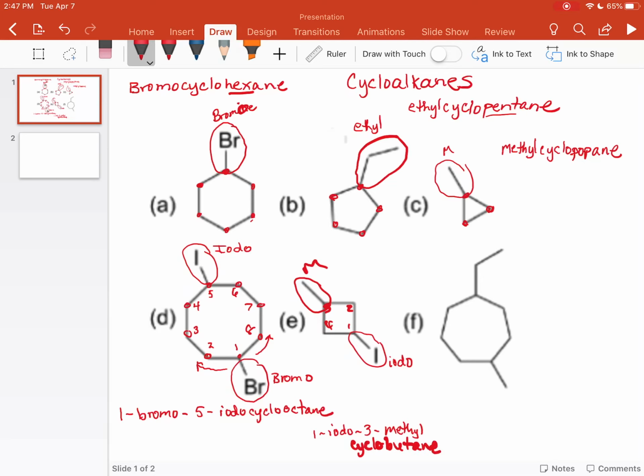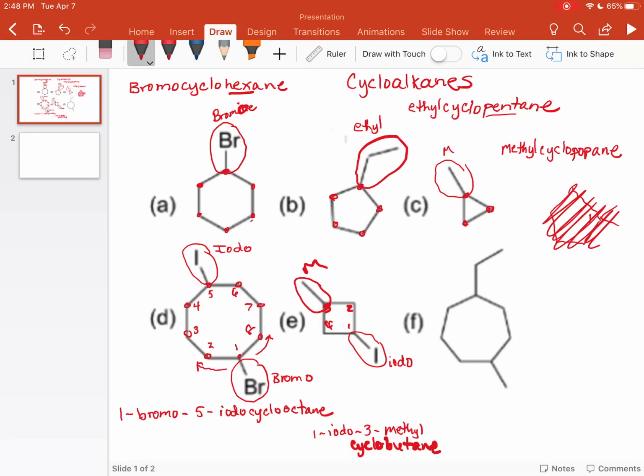And just for the record, if you ever have 2 things coming out of one carbon, it doesn't really matter what the alphabet is, you would want to have that be your number 1, because it will give you a 1,1, and we want the lowest numbers. So I'll just get that out of the way.